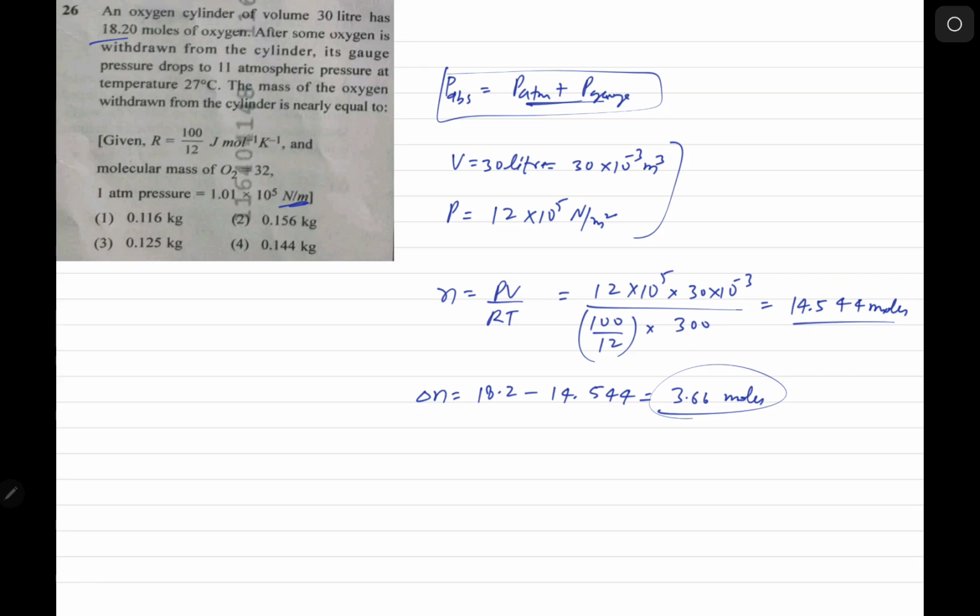Now we need to find the mass of the oxygen withdrawn. So from this mole we'll calculate the mass. Mass is equal to 3.66 into the molecular mass, 32 gram, divided by 1000 to convert into kilogram. So number of moles into molecular mass gives the total mass, and when we solve this we get the value 0.116 kg. So option 1 is the answer. So hope you understood here. Move to the next question.